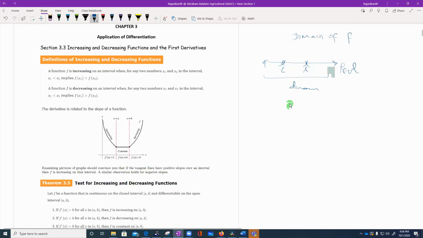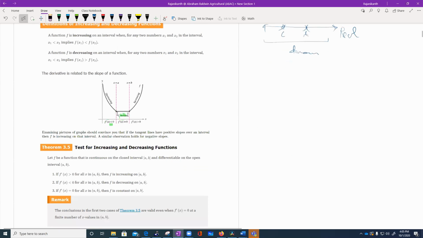Now, remember at the critical points, the slope is either zero or does not exist, right? So you have to figure out whether the function is decreasing or increasing in these subintervals. How do you identify those things? Simply we use the first derivative. Okay, so that's what is explained here.